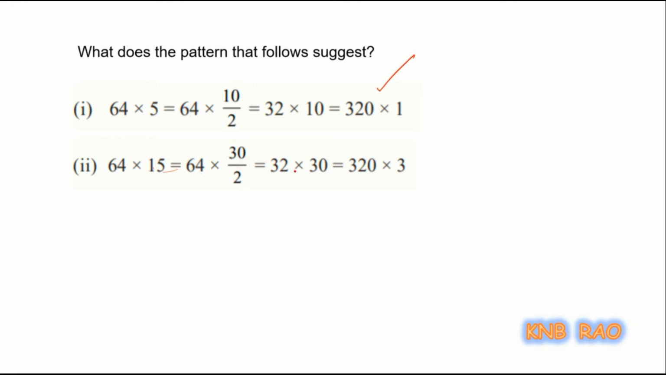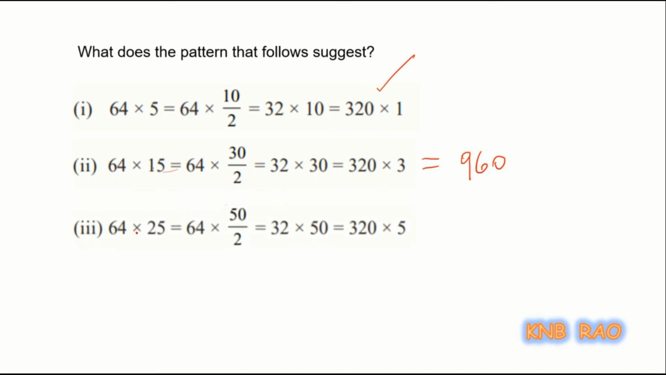32 30s is one way, just 320 into 3, which gives 960. So 32 multiplied by 3 and putting a 0 beside.